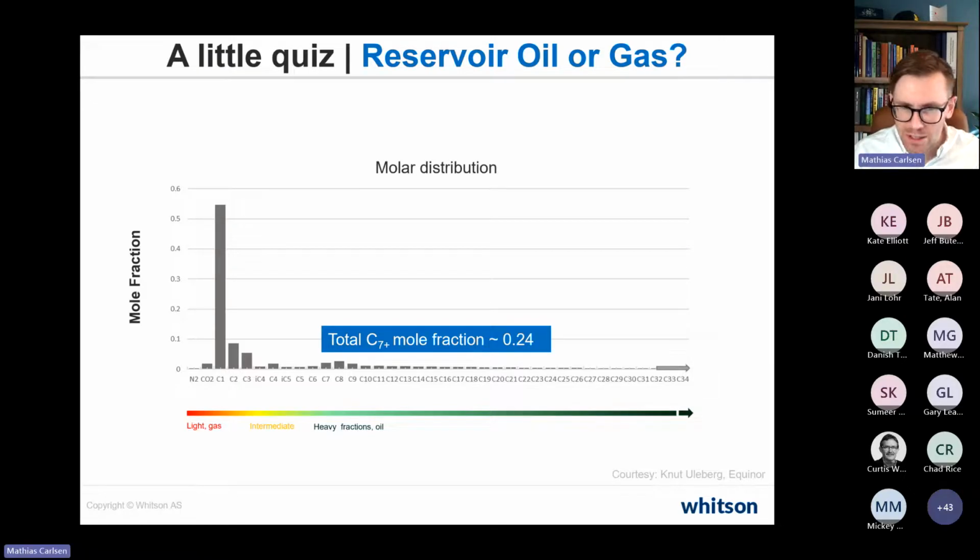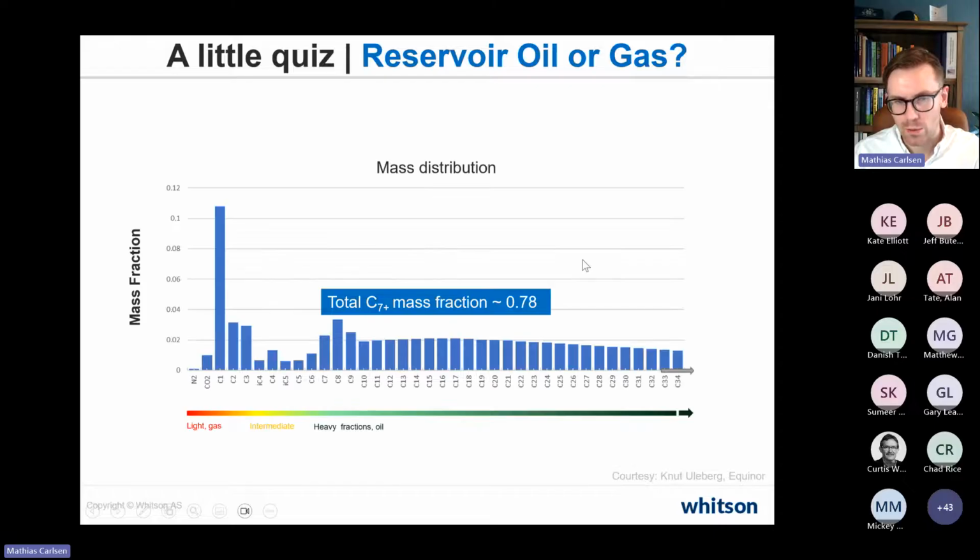So obviously this was a trick question. We do many of these in these courses. The trick here is that you will see there's a lot of methane, and the mole fraction is just 0.24%. That's the number of molecules. But if I ask the same question and convert this from moles to mass, like we did here, you would see that 78% of the mass is actually C7 plus, and all of that stuff is typically what makes up a reservoir or stock tank oil.